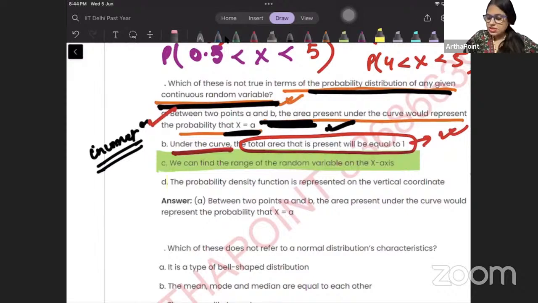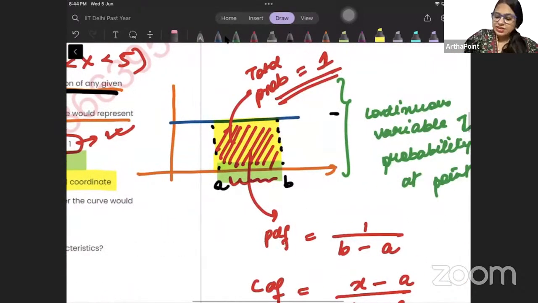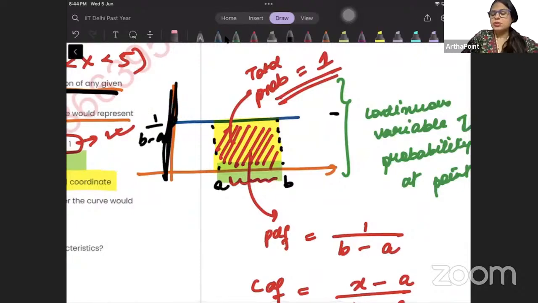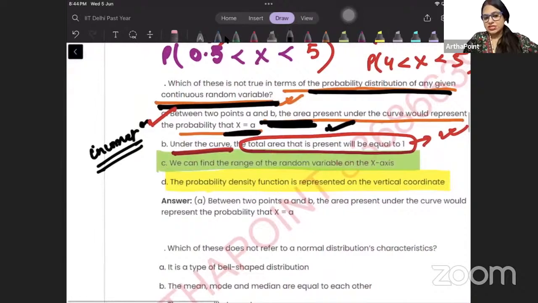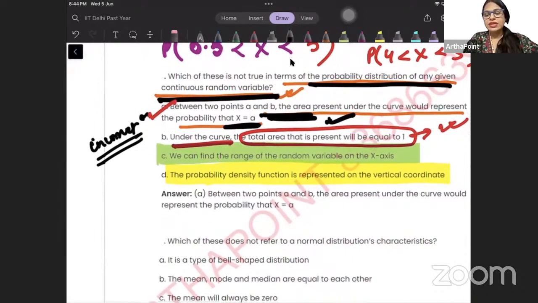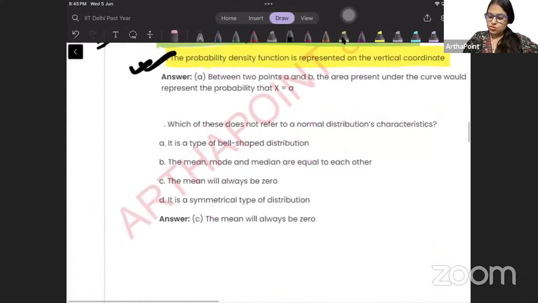And the last statement says the probability density function is represented by the vertical coordinate. Yes, this is 1 upon B minus A. So the vertical coordinate will represent the probability density function. Therefore, we can say that this is also a correct statement. So D is also correct. Let's go to the next question.